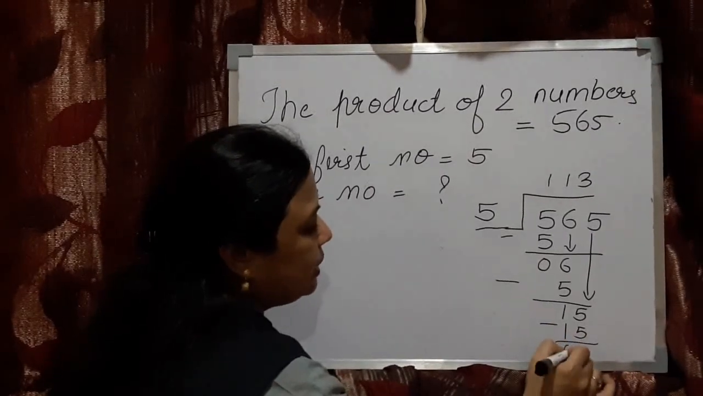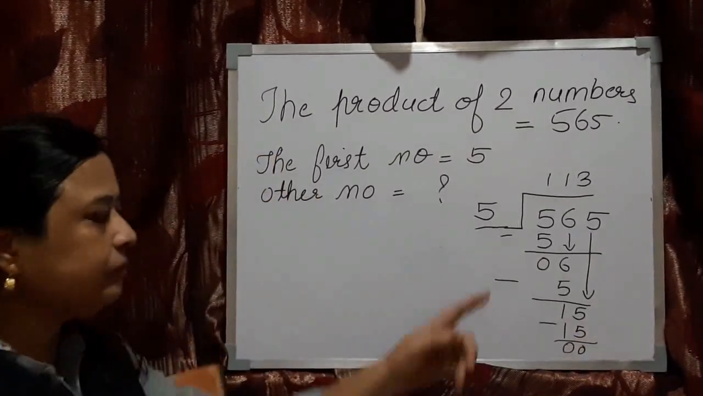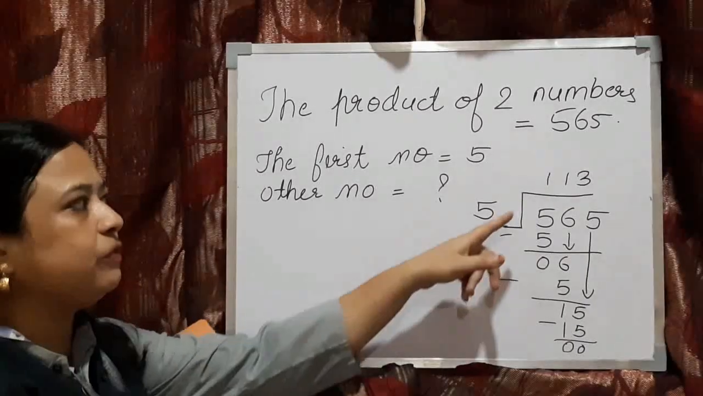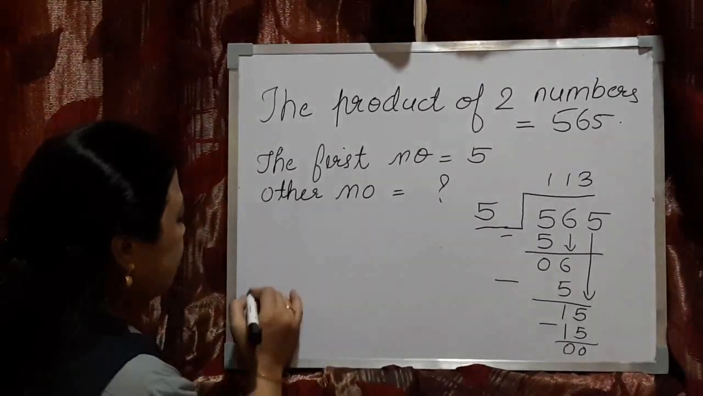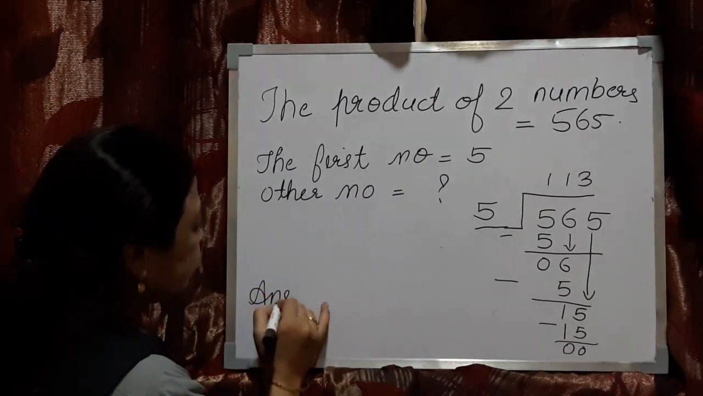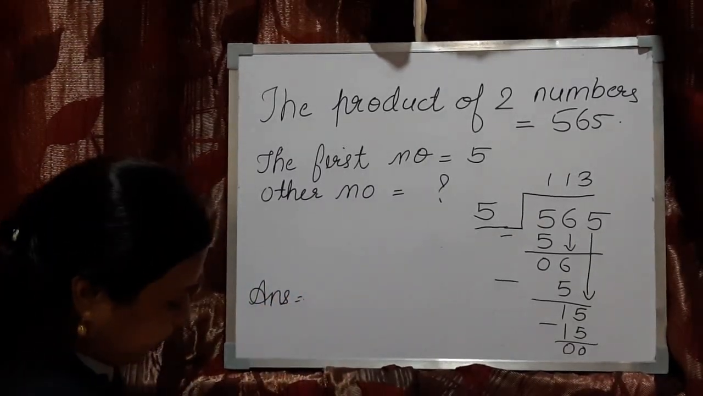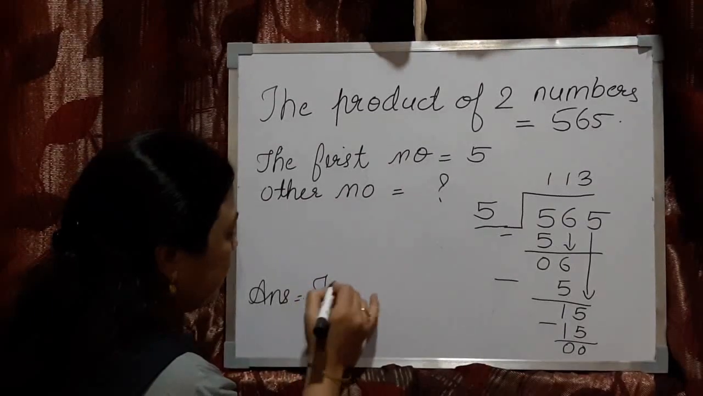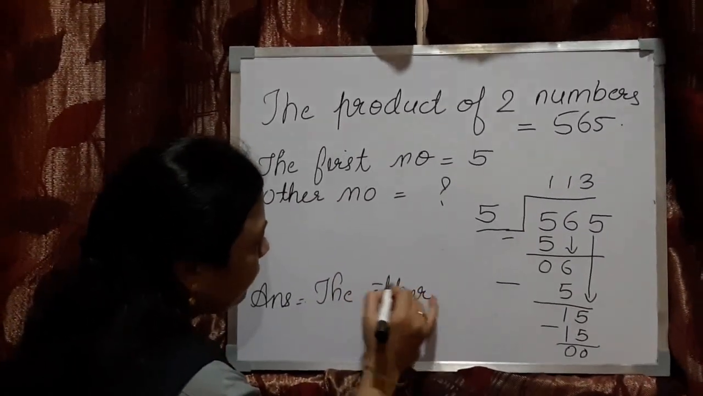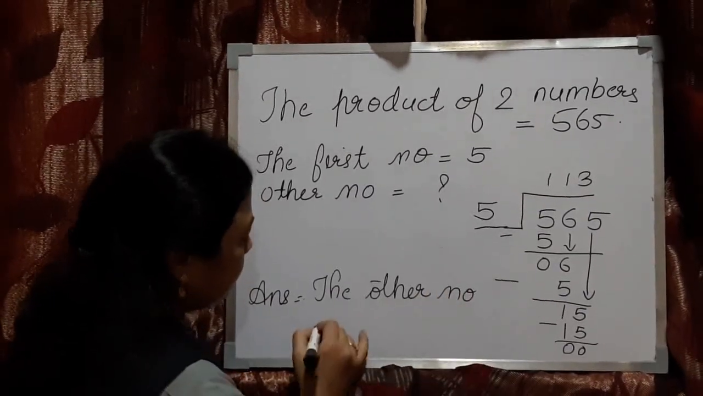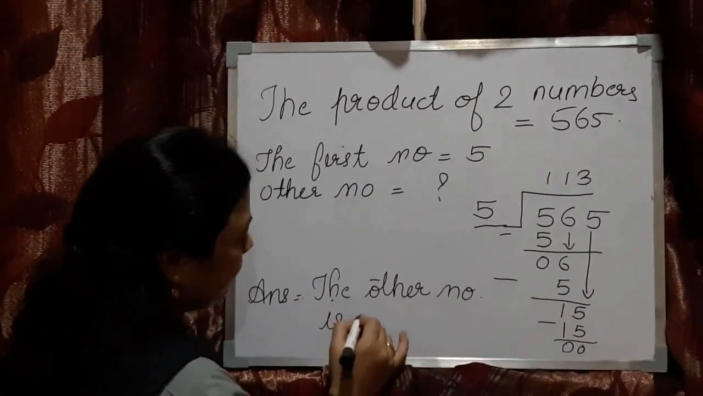So what is the other number? One number is given to us. What is the other number? 113. So here we will write down in answer. What is the other number? The other number is 113.